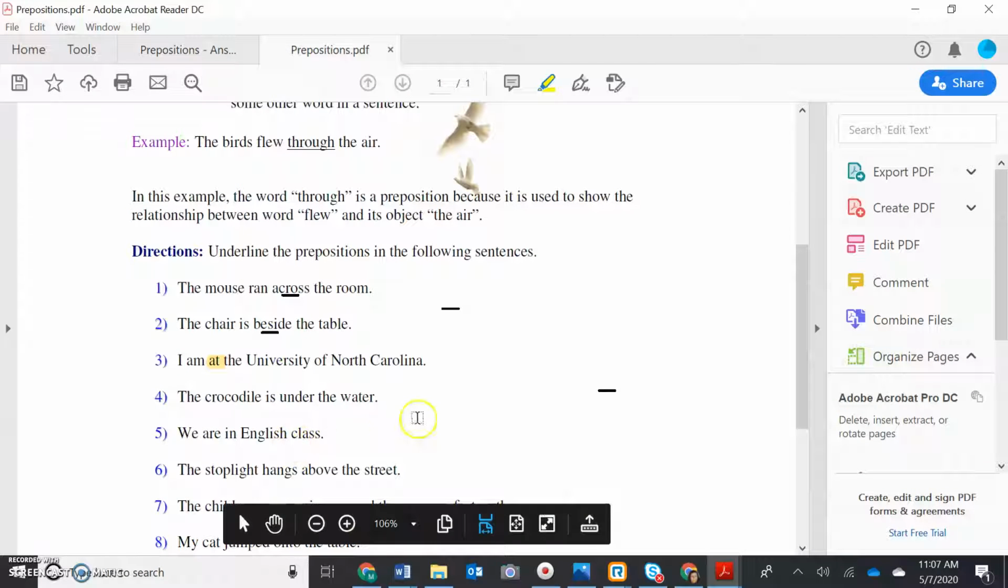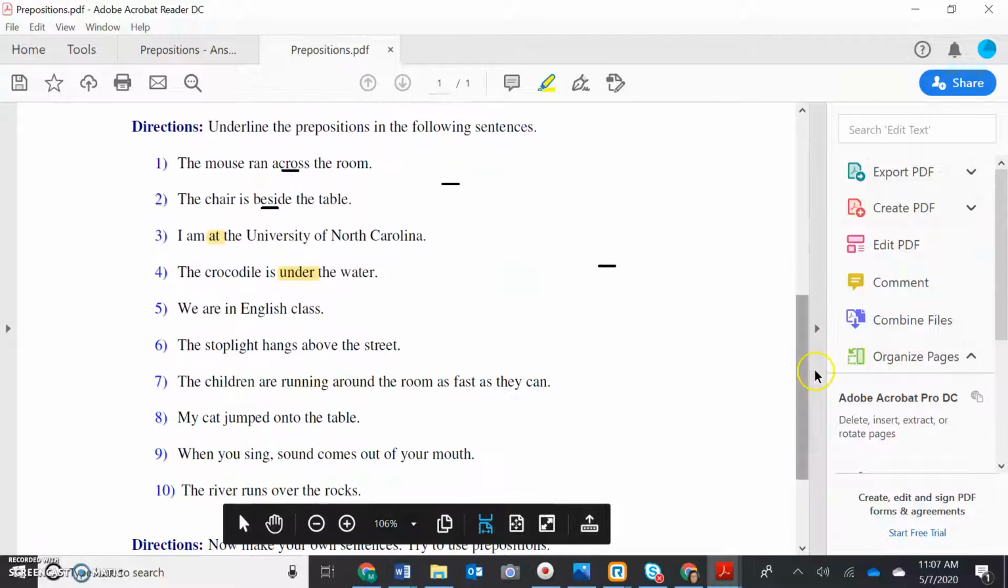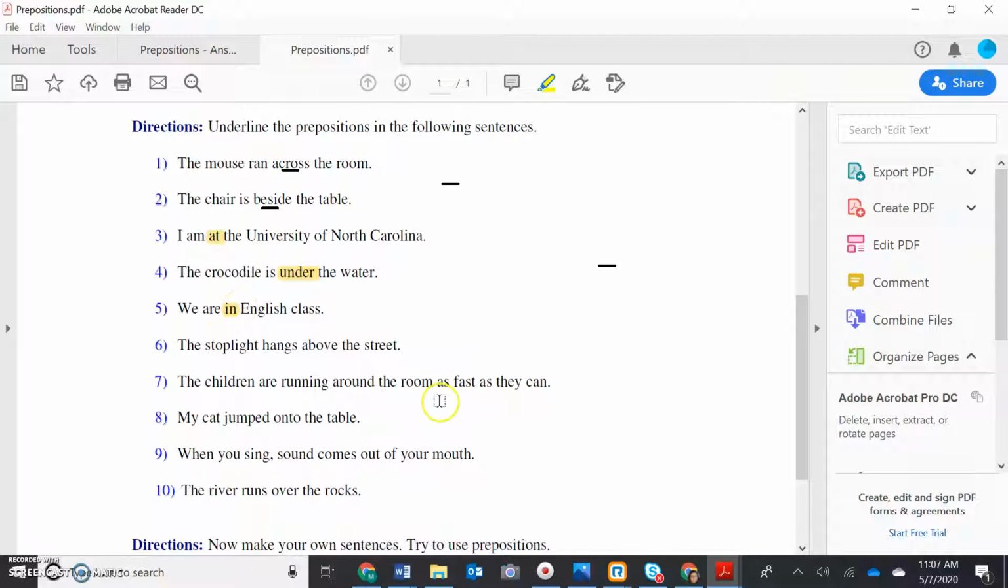So here we go, back to our work. Okay, the crocodile is under the water. Where is he in relation to the water? Under. We are in English class. Where are we in regards to English class? In. The spotlight hangs above the street. Where does that spotlight hang in regards to the street? It hangs above.